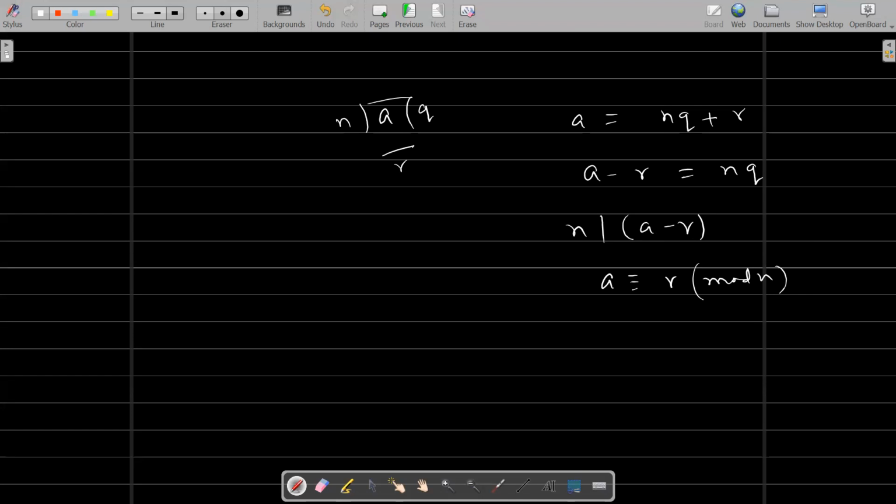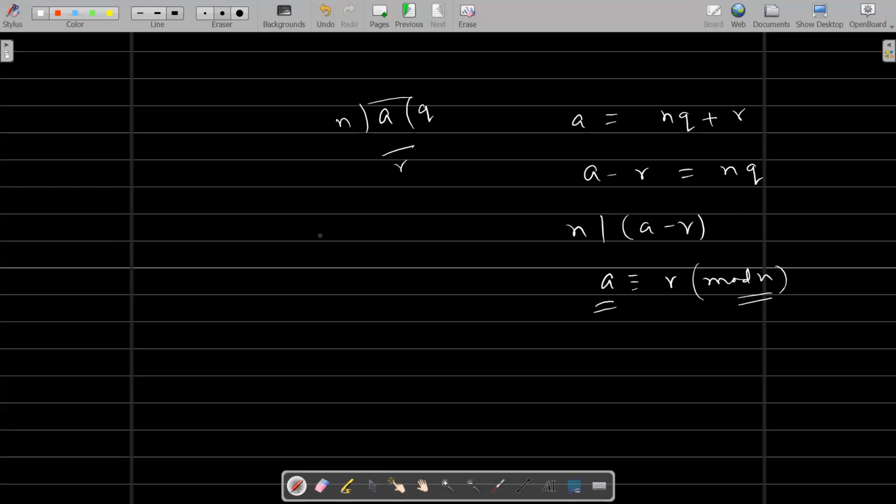So basically, when I want to find the remainder on division by some number n, it's as good as looking at that number modulo n. Is everyone clear? Shall I repeat?